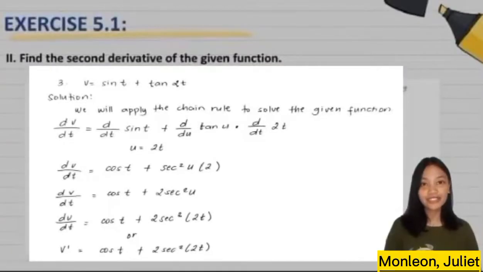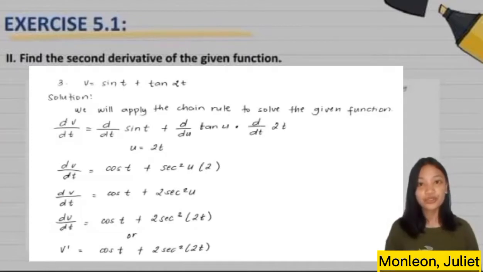Find the second derivative of the given function. The given function is read as the function of v is equal to sine of t plus tangent of 2t. First, we will find the derivative of v, which is equal to sine of t plus tangent of 2t. In this given function, in order for us to get the derivative of v, we will apply the chain rule to solve the given function.